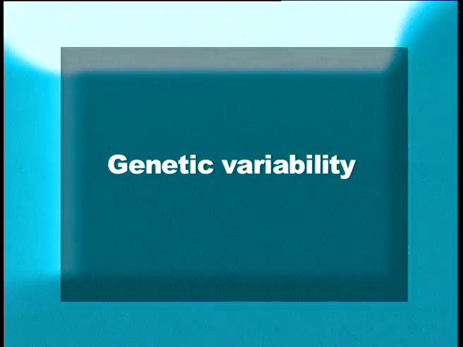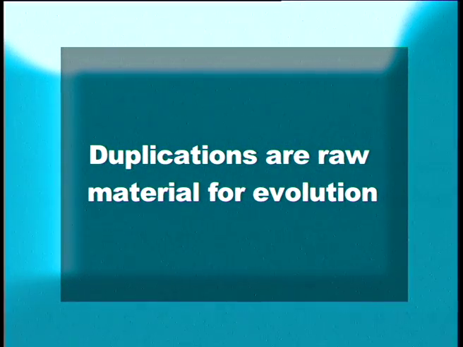Number three, genetic variability. Duplications have played an important role in the evolution of gene families. An extra copy of a gene is free to evolve through the acquisition of mutation into a gene having a more specialized or different function. This process does not compromise the original function, since an intact copy of the original gene remains in the genome. Duplications are therefore raw material for evolution, and many examples of duplication and specialization are known.